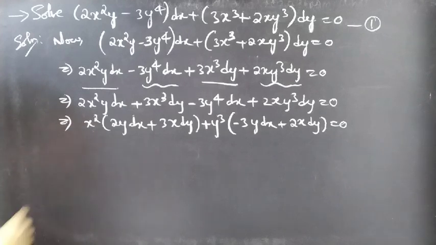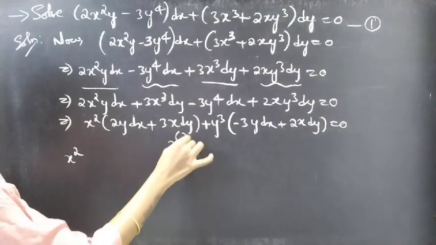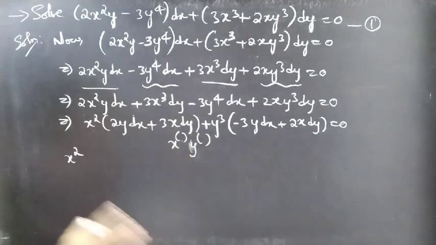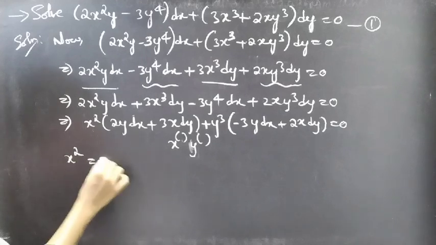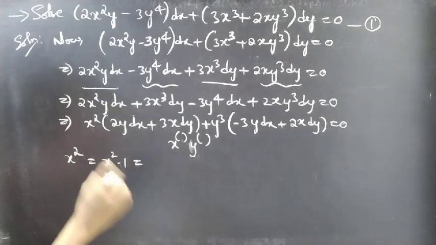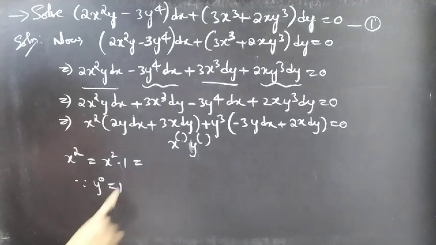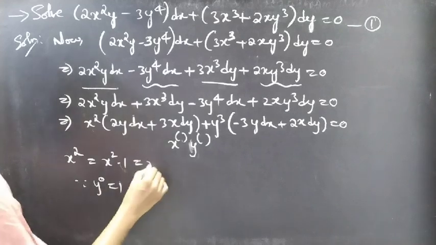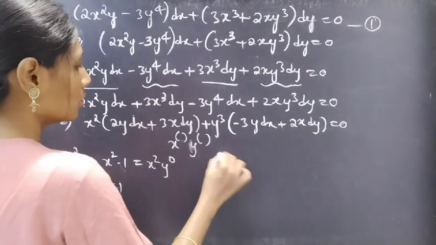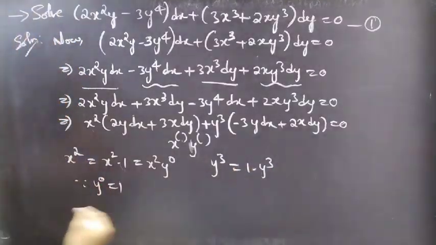Here we are having x square, and this x square can be written in the form x power something into y power something. You can write this x square as x square into 1. And here we need to get a term of y. Since we know that y power 0 equal to 1, let's replace this 1 by y power 0, then you'll get x square y power 0. Likewise, here you're having y cube. You can write this y cube as 1 into y cube, so that you'll get some x term.